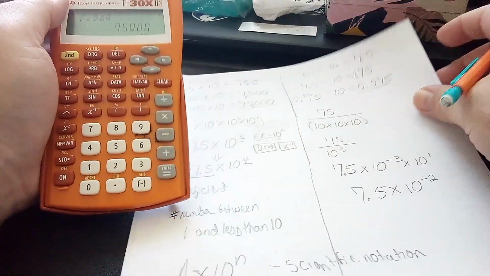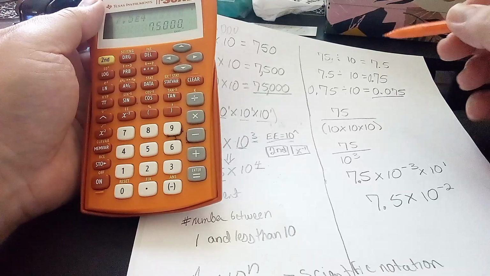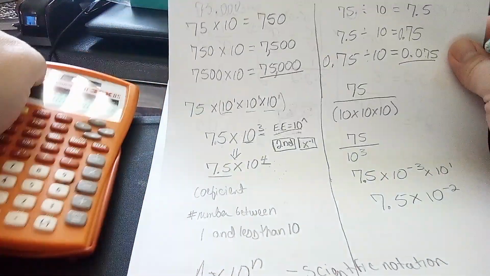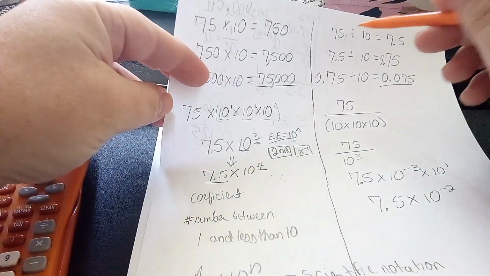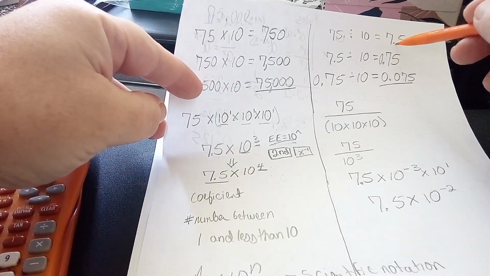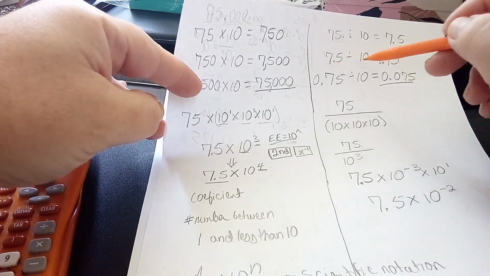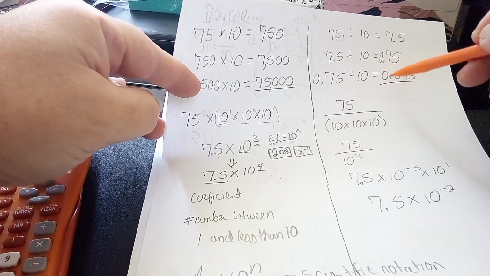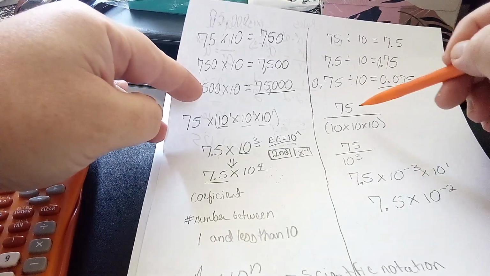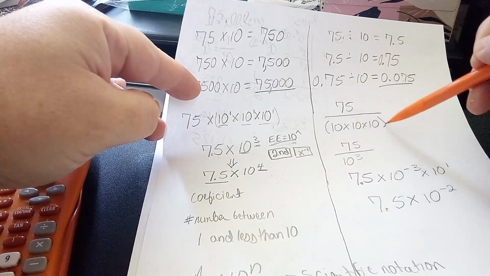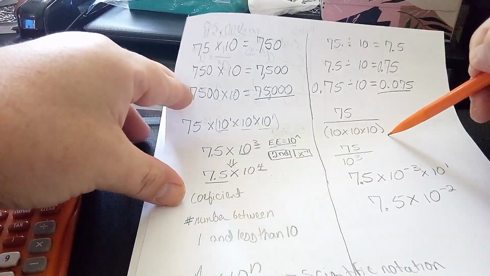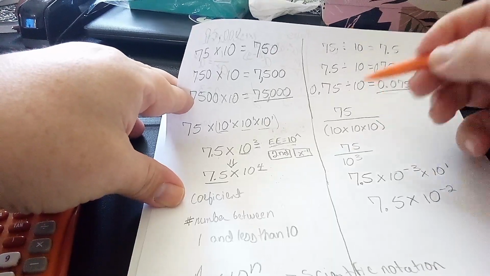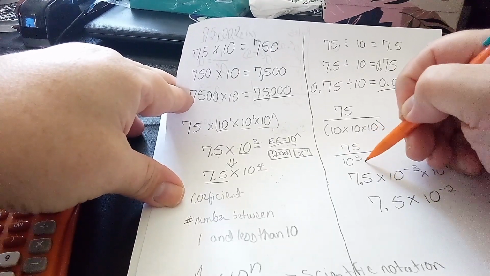I can do the same when I divide a number by 10. But instead of moving the decimal point to the right, that decimal point is going to move to the left. And we can see that in here. 75 divided by 10, that's equal to 7.5. 7.5 divided by 10, that's equal to 0.75. 0.75 divided by 10, that's equal to 0.075. So, again, because I divided by 10, I can rewrite it like this: 75 divided by 10 times 10 times 10. Again, using exponents, I can just write it in this form.